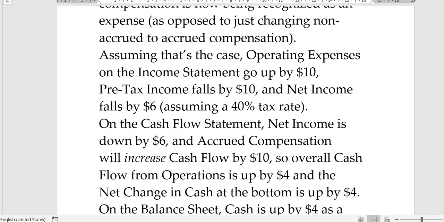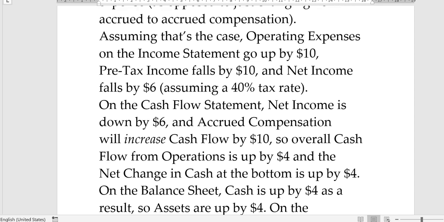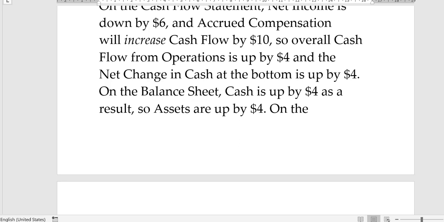Then the operating expenses go up by 10, and the pre-tax income falls by 10, because your profit prior to that was 100. Now operating expenses go up by 10, then profit is 90, and the net income falls by 6 because you have to pay the tax as well, 40% tax. On the cash flow statement, net income is down by 6 and the accrued compensation will increase the cash flow by 10. Why? Because this is an operating expense and the increase in operating expenses is there. Then the overall cash flow from operations is up by 4, because you have to deduct the tax also. Then the net change in cash at the bottom is up by 4.